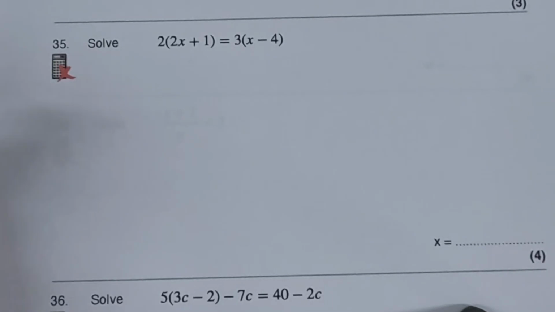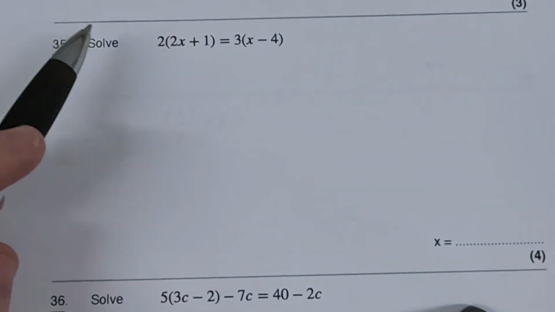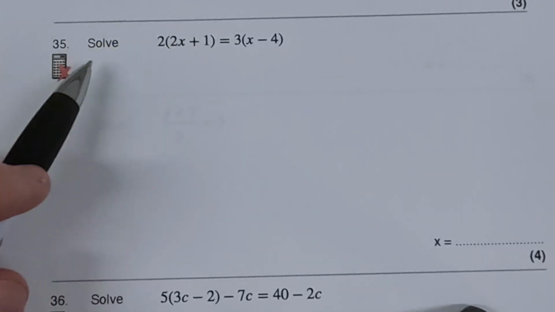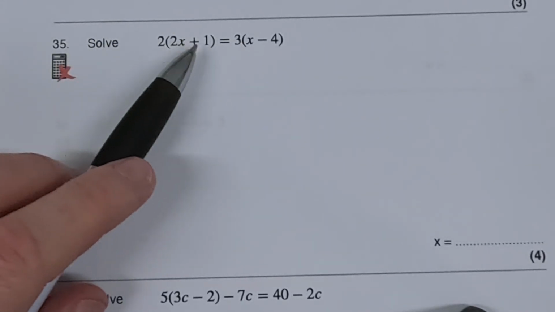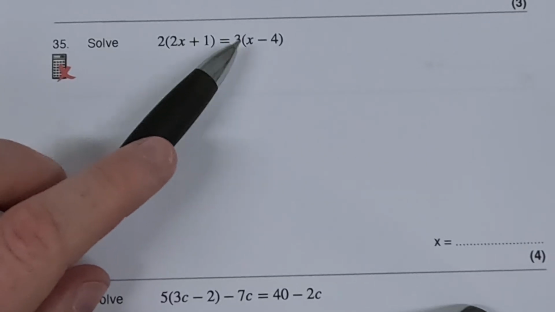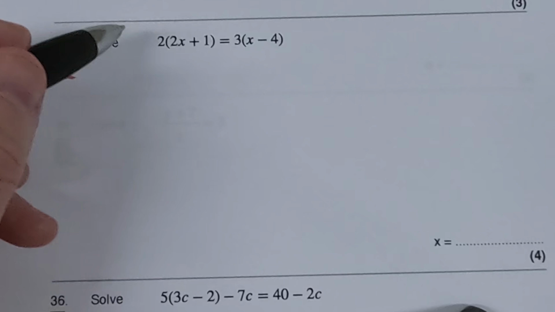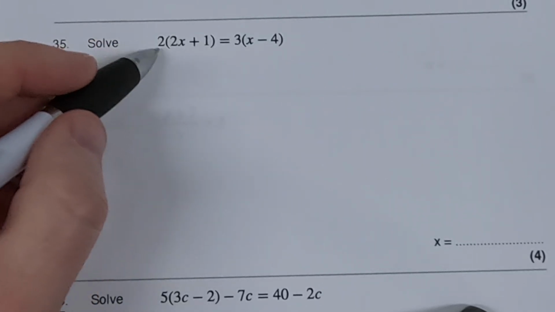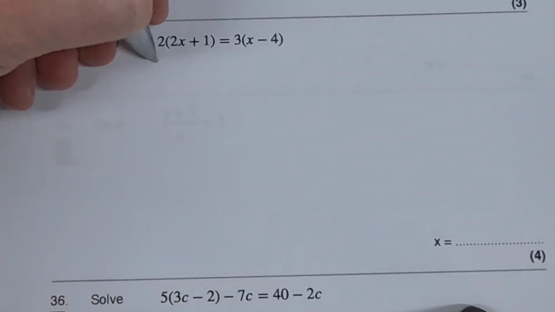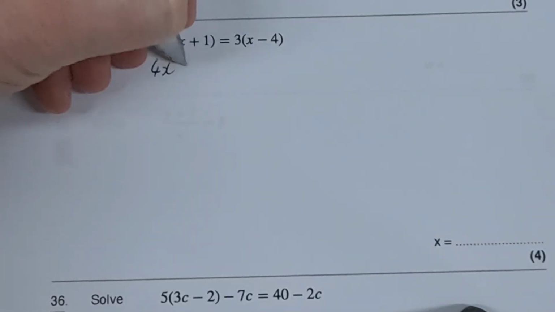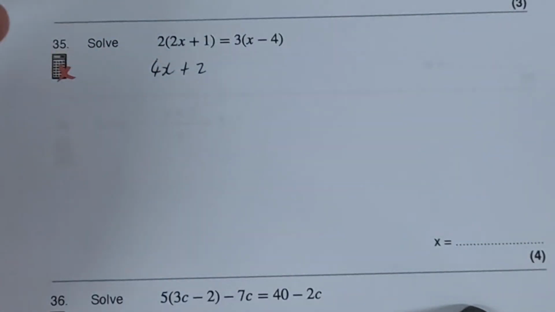Okay, so question number 35, we've got letters on both sides and brackets on both sides. So let's expand the brackets to begin with. I'm just going to actually read the question: solve 2 bracket 2x plus 1, close brackets, equals 3 brackets x minus 4, close brackets. So let's start off with the left-hand side. We're going to multiply what's in the brackets by 2. 2 times 2x is 4x, and 2 times 1 is 2. So we've got 4x plus 2 on the left-hand side.